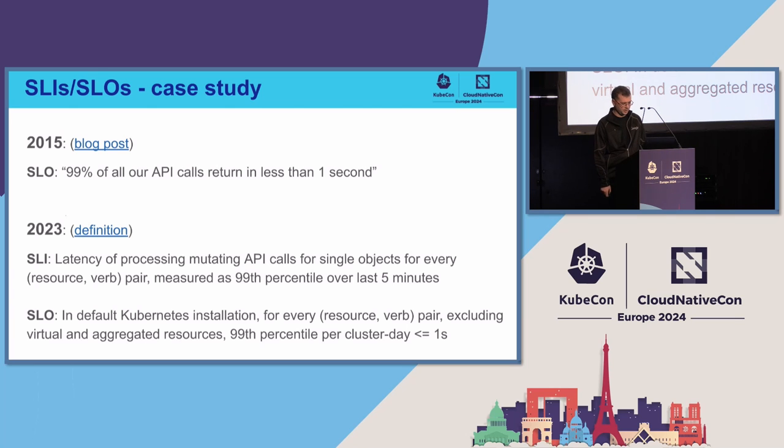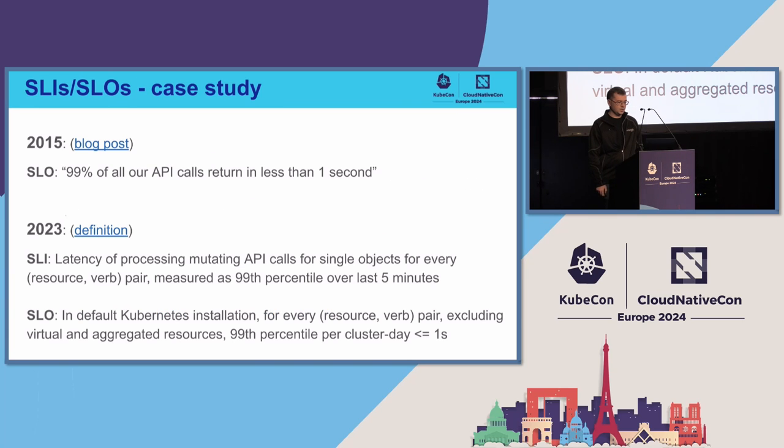So maybe just a quick case study: defining SLOs is not easy. On the top you can see how the first definition of the API call latency looked like from my blog post in 2015, so almost 10 years ago. This is how it currently looks like, the definition below. We don't have time to go into details here, but we clarified a bunch of things. We split SLIs and SLOs explicitly. We clarified which API calls matter, how they are aggregated, how we are aggregating over time, over what time, and so on.